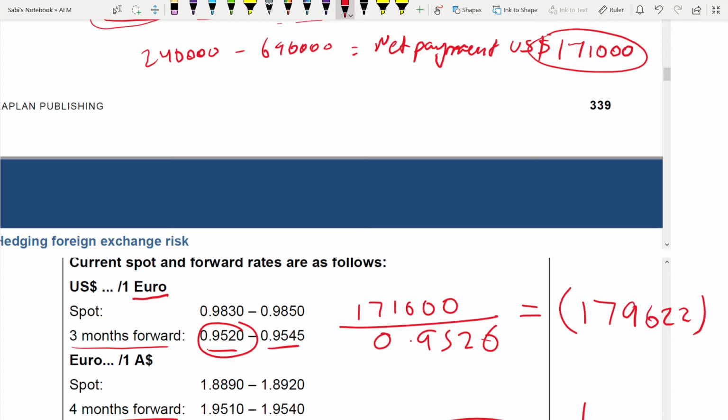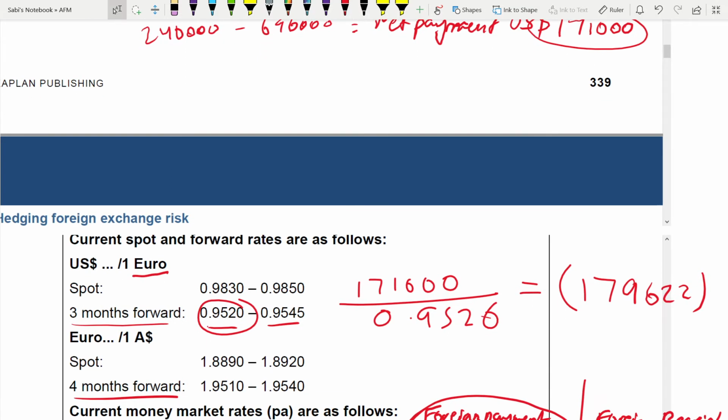Same for your Australian dollar. So with the Australian dollar, we are receiving Australian dollar. Here Australian dollar is the base currency. That means we are receiving. So once we are receiving, we sell. Okay, whenever we receive a foreign currency, we sell that foreign currency and buy our home currency. So we have to sell. We'll be selling at a lower rate. This rate. This is lower than this.